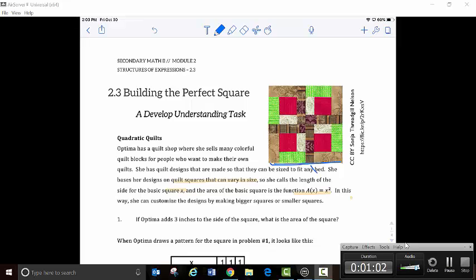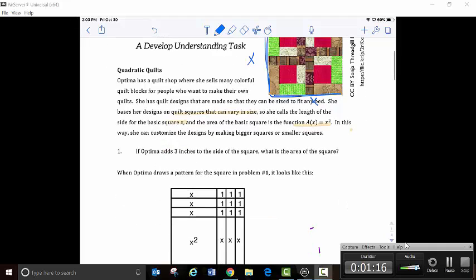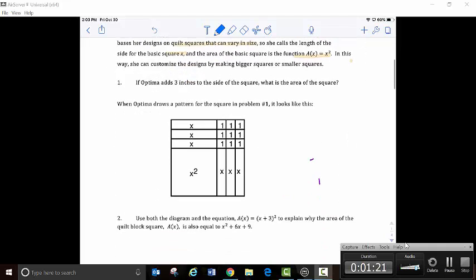So we have a length of X and a width of X. So the area, if you tell them the length or the width, is X times X, which is X squared. If Optima decides to add inches to the side of the square, what is the area of the square? So notice here is that base square. We don't know how long it is. It could be 12 inches, a yard, whatever. But then she adds 3 inches this way and 3 inches this way.